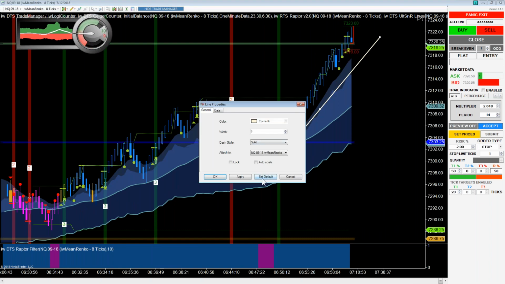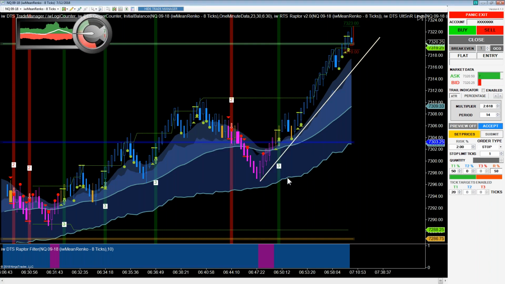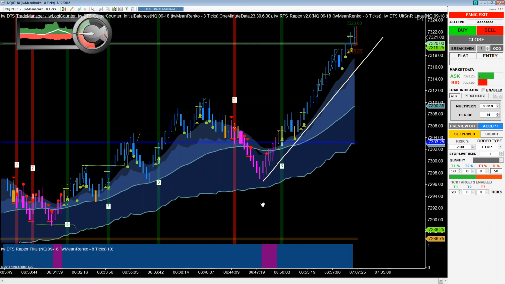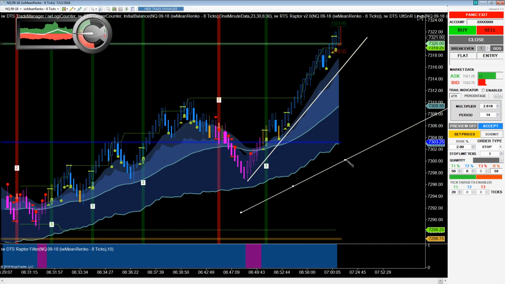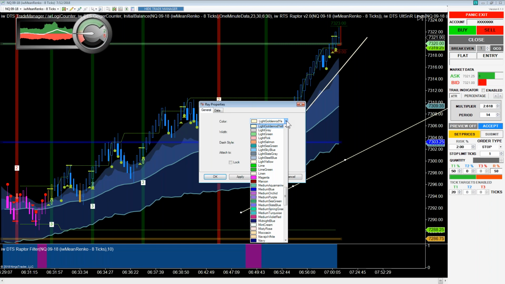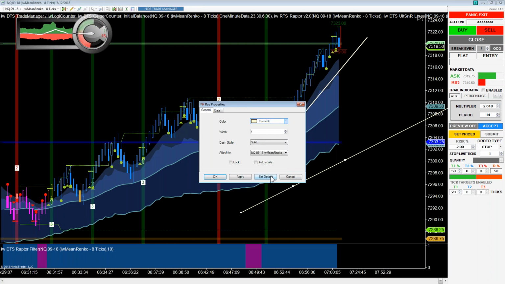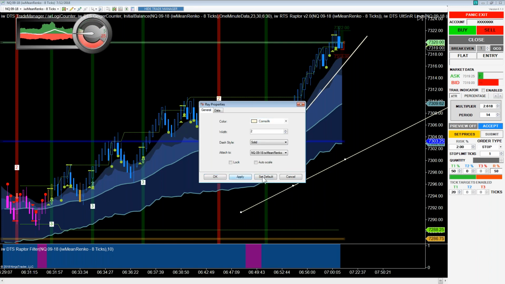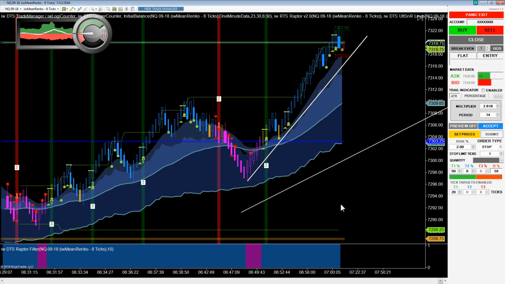Oh, corn silk, wrong color. Sorry, I'm a little messed up this way. I gotta have them all the same color. There we go. No, I'm not OCD, honest.